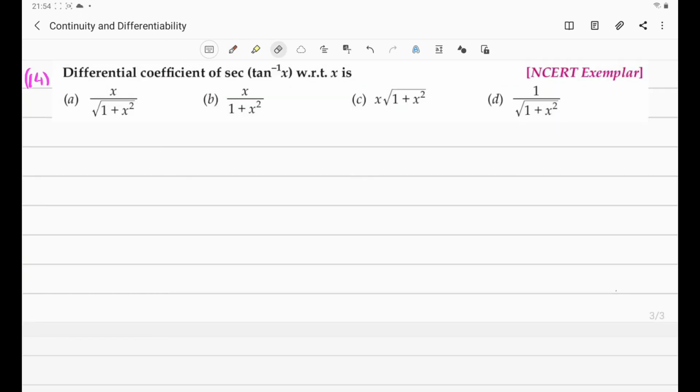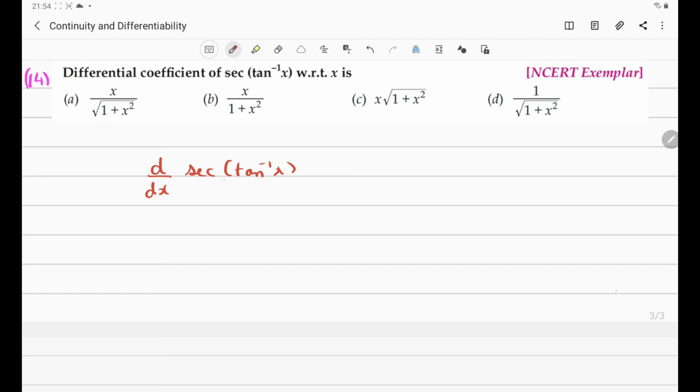Question number 14. Differential coefficient of secant of tan inverse x with respect to x. Differential coefficient means derivative itself. So, here we have to find the derivative of secant of tan inverse x with respect to x. So, let us find what is d by dx of secant of tan inverse x.